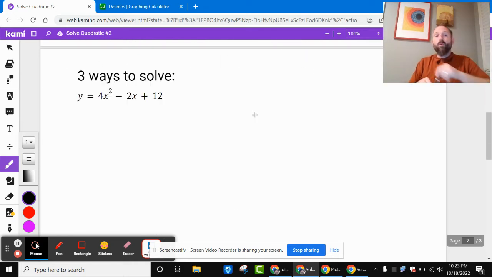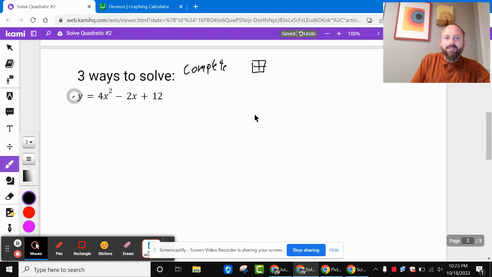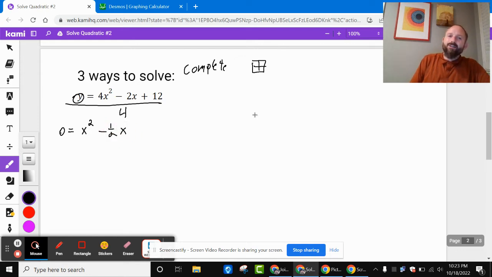So we have way number 2, which is completing the square. All right, so I'm going to make it equal to 0 because what does y have to be? 0 when it crashes into the ground. I'm going to divide by 4. And so I get 0 is equal to x squared minus a half x plus 3. I'm going to move this to the other side, so I'm going to minus 3 on both sides. I get negative 3 is equal to x squared minus 1 half x.